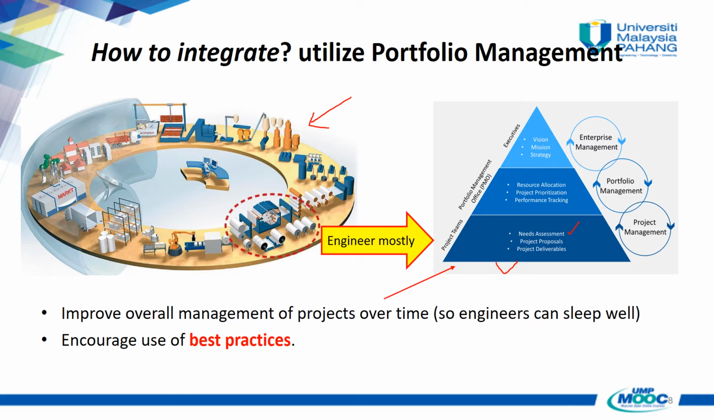To uphold and see the management of the enterprise, to make sure that all the vision, mission, or strategy can be achieved. And also here we will see whether our project proposal can be endorsed or not. If the project or product can be endorsed, how we can assess its deliverable. Most of the time we will improve overall management of the project.